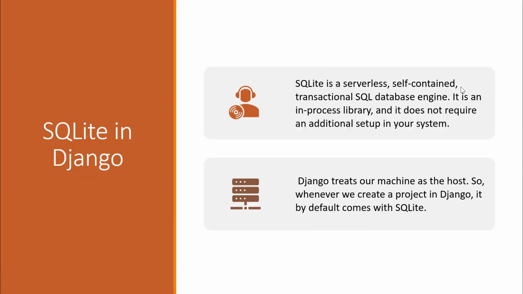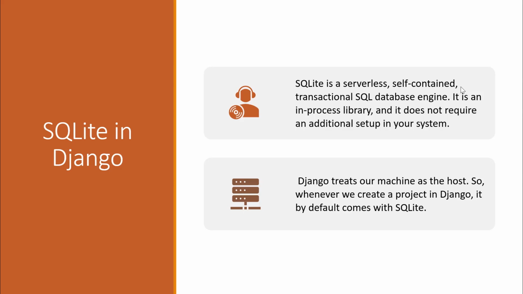Basically, SQLite is the default database that comes with Django. It is a serverless, self-contained, transactional SQL database engine, which is basically an in-process library, and it does not require any additional setup in your system. The SQLite engine can connect to your application statically as well as dynamically depending upon your need. Moreover, SQLite uses direct file access to access the data.